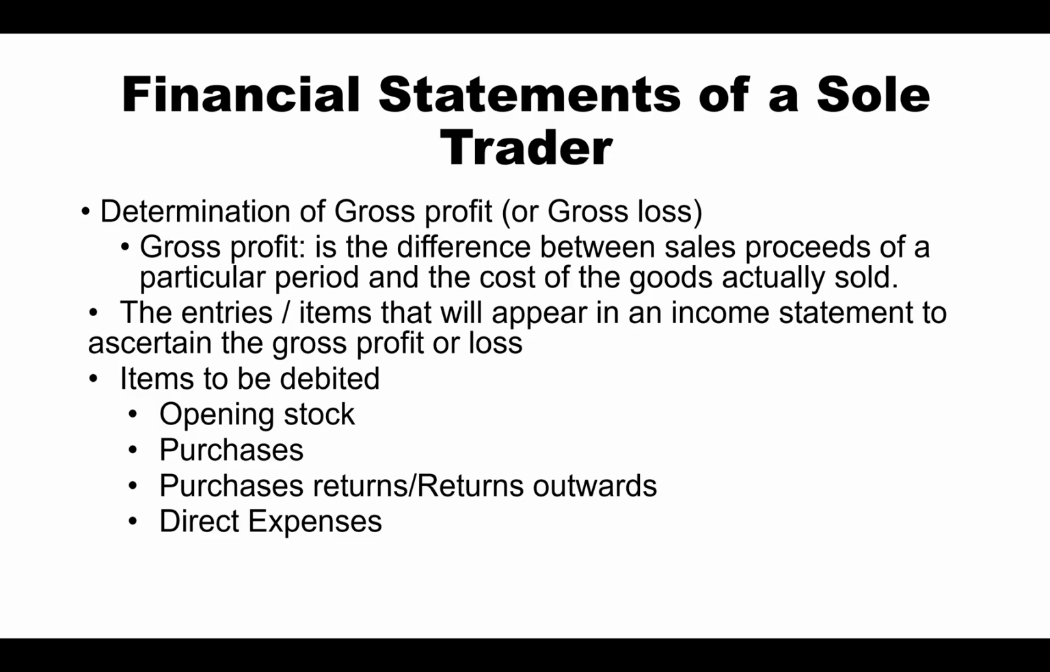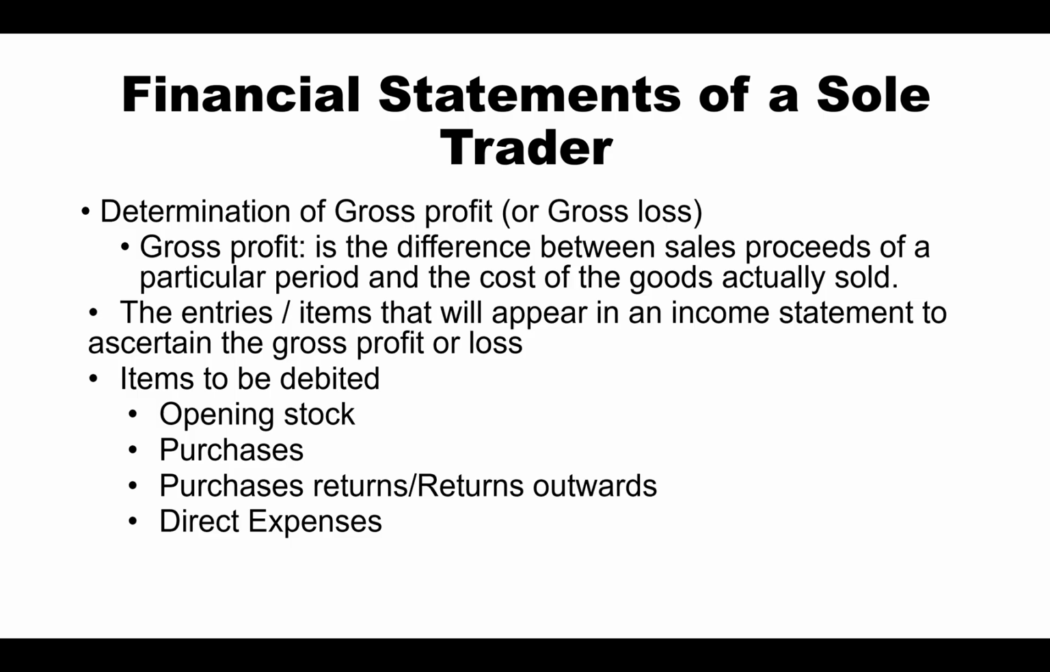Then the items that will appear in the income statement to ascertain this gross profit or loss: we have items to be debited and items to be credited. For items to be debited, we are going to look at the opening stock. This refers to the value of goods held at the end of the previous accounting year. Then we have the purchases. We may have bought goods either on cash or on credit.